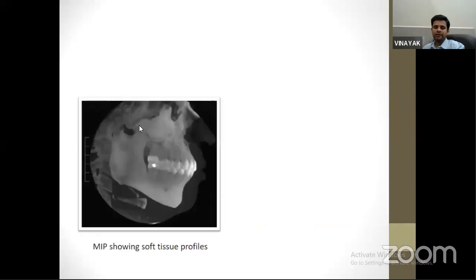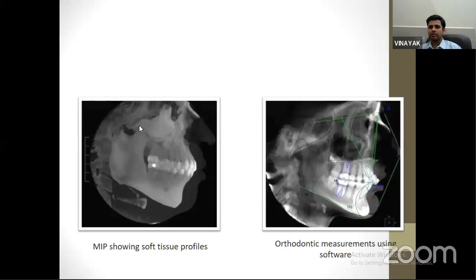Also, using various orthodontic software, we can do the analysis on the software. So there is no need to do the tracing and do the analysis, SNA, SNB, or your Downs analysis and everything. It can be done on the software. There are software like Dolphin, etc., where it can be done.